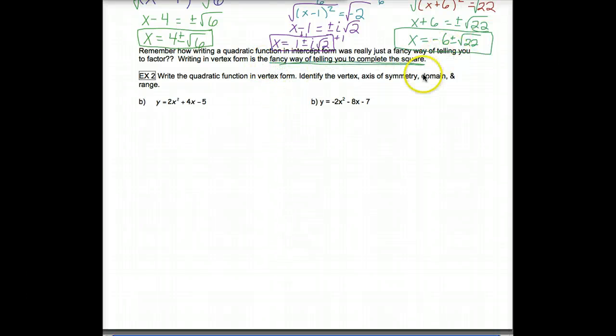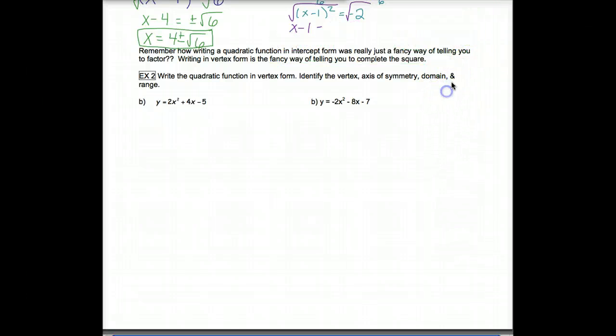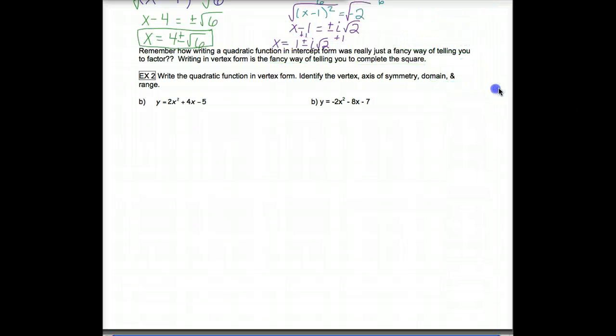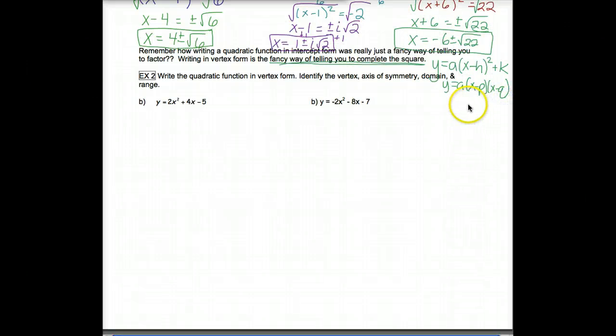because remember that vertex form of a quadratic looks like this. It has to have this squared term. Whereas intercept form looked like this, x minus p, x minus q. So you can see the difference. Intercept form is telling you to factor because I've got two parentheses. Vertex form, which is what we're looking at today, is telling you to complete the square because I need a PST here.